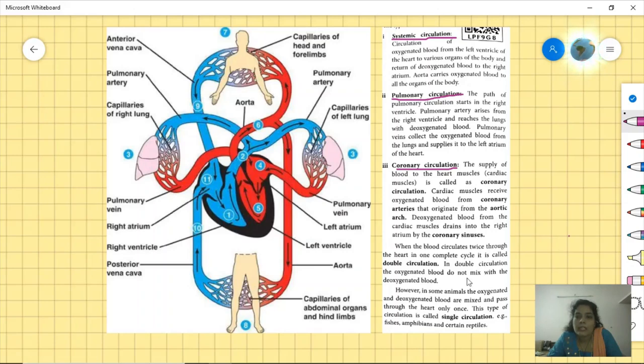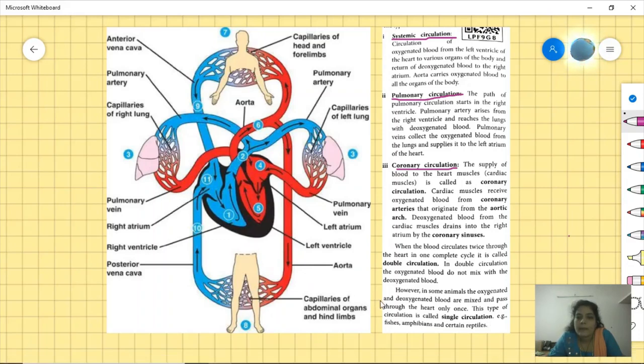In double circulation, the oxygenated blood does not mix with the deoxygenated blood. While it is moving, one side oxygenated blood and another side deoxygenated blood, in between it won't mix. So in human beings, which circulation takes place? Double circulation. When the blood moves in different ways, the blood cannot mix. In a complete cycle, twice it moves. So the example is human beings.